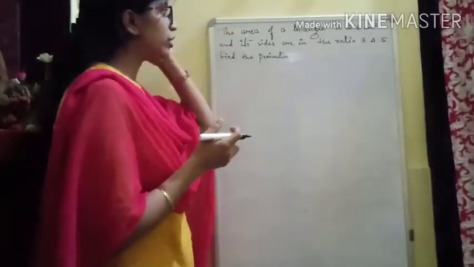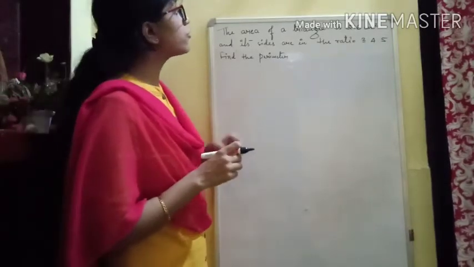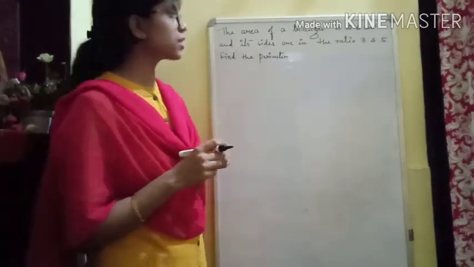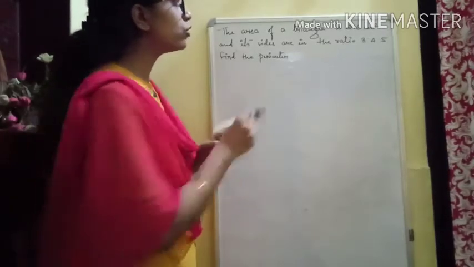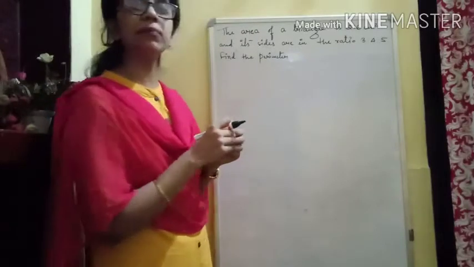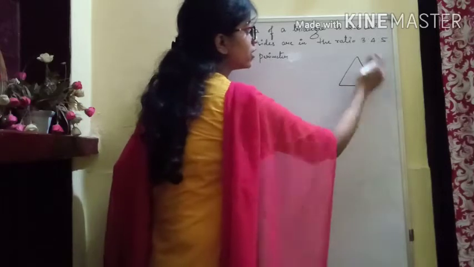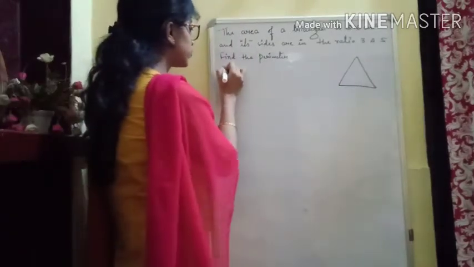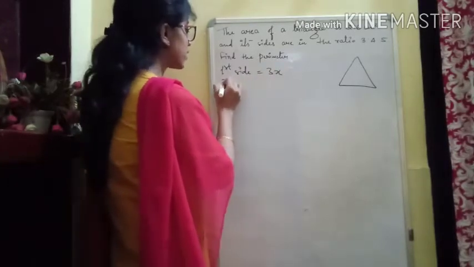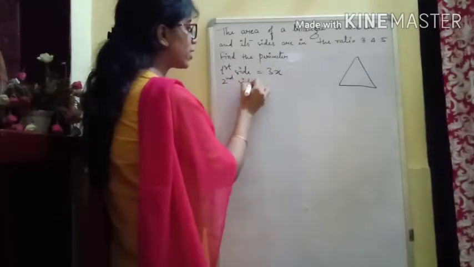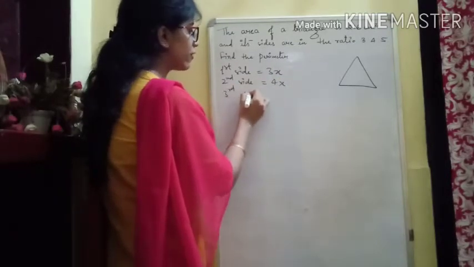Here I have another question. This is the last question of the exercise 17A. The area of a triangle is 216 centimeter square. Area is given and its sides are in the ratio 3:4:5. Find the perimeter. Now if we have a triangle and the sides are given in the ratio, that means first side, if you write, first side would be 3x, isn't it? Second side would be 4x, and likewise we have third side would be 5x.